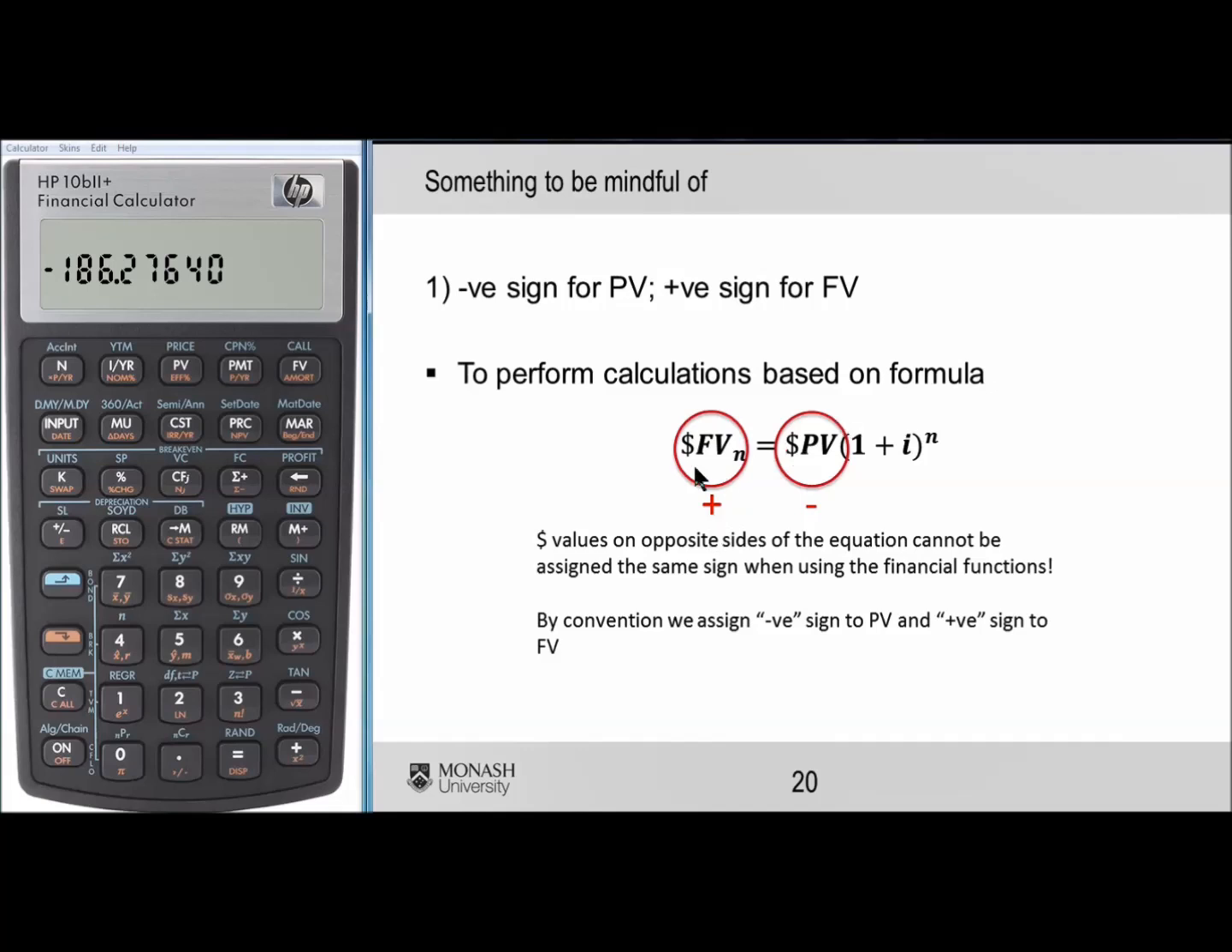Dollar value on the opposite sides of equation cannot be assigned the same sign when using the calculator. So by convention, we usually assign a negative sign to the PV and positive sign to FV. This is particularly important when you are asked to solve for other variables than FV and PV, such as interest rates and N.